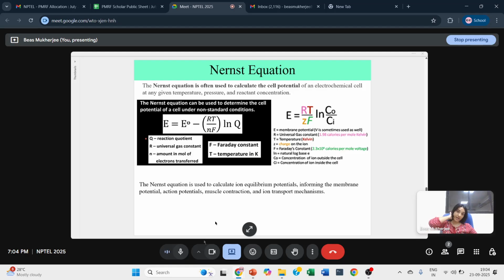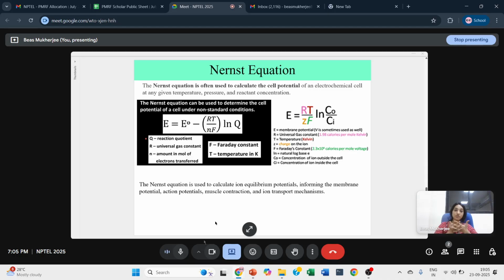So where Q is the reaction quotient, R is of course the universal gas constant, N is the number of moles of electrons transferred, F is Faraday's constant, and T is the temperature in Kelvin. So E is equal to RT divided by ZF ln Co by Ci, where Co is the concentration outside and Ci is the concentration of the ions inside the cell, and Z here is the charge of the ion. Okay? So that is the entire equation.